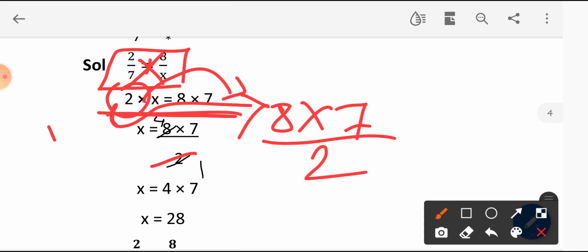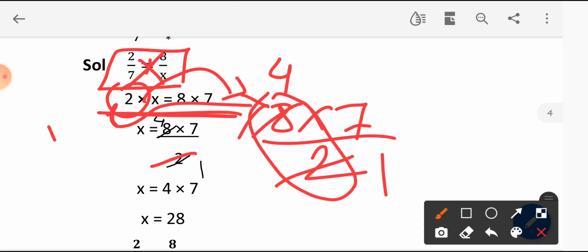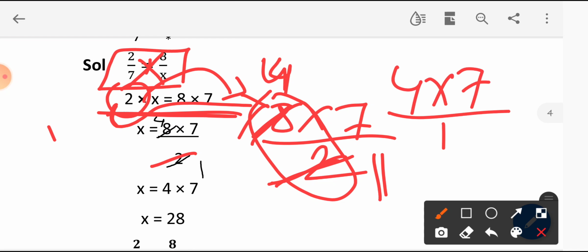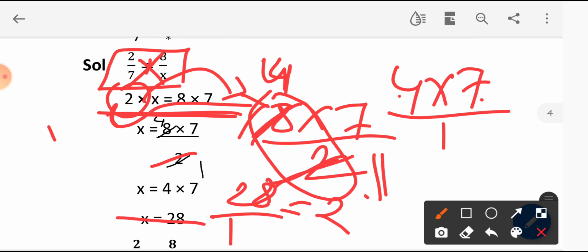There are two methods you can use to solve. Here 2 ones are 2, 2 fours are 8. One thing you have to note, that we can divide only if they are divisible by a single table. It means 2 and 8 should be divisible by 2. Then only we can cut, otherwise you have to write as it is. Now which numbers are left here? 4 into 7 upon 1. So 7 fours are 28, and 28 upon 1 we can write as 28 only. It means the value of x here is 28.